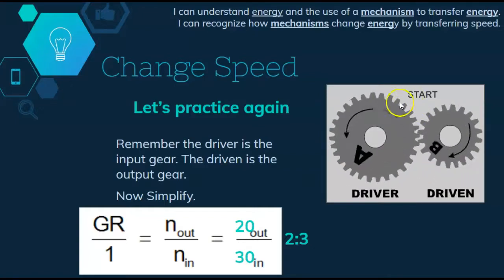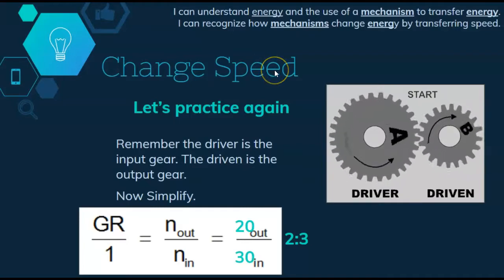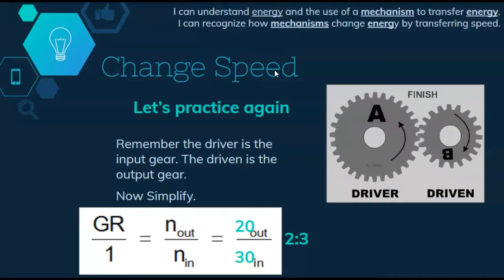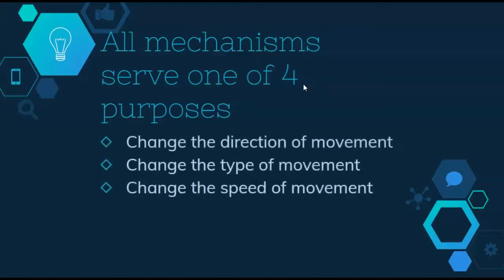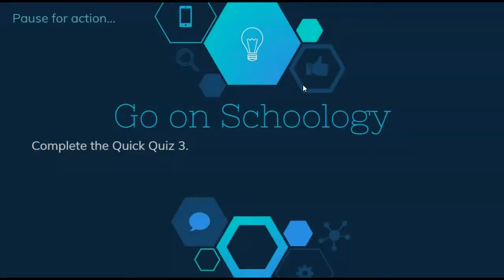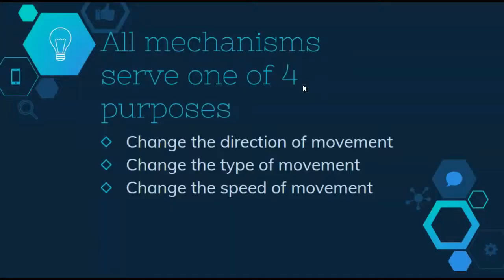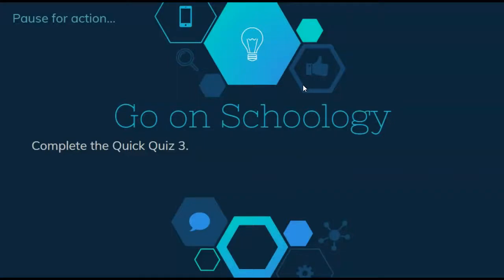But again, we're looking at, does this mechanism change the speed? And in fact, yes, it does change the speed because my numbers are different. So our third purpose of a mechanism is to change the speed of the movement. Your step is to now go on to Schoology and complete Quick Quiz 3.